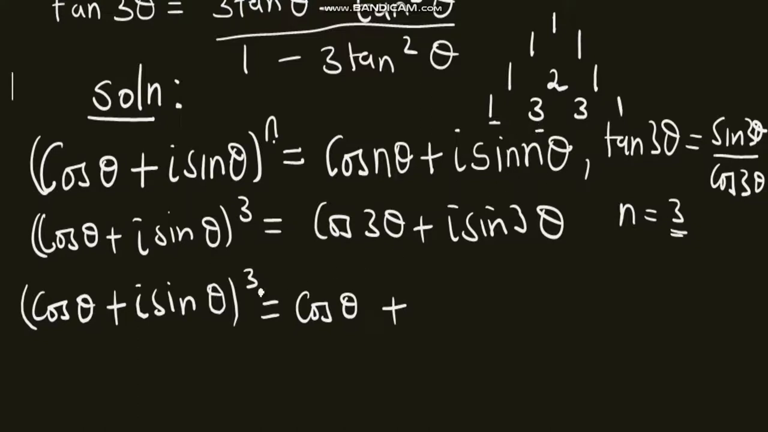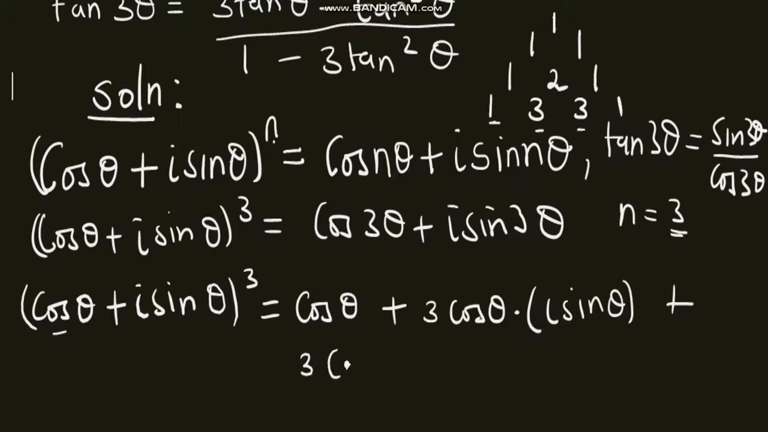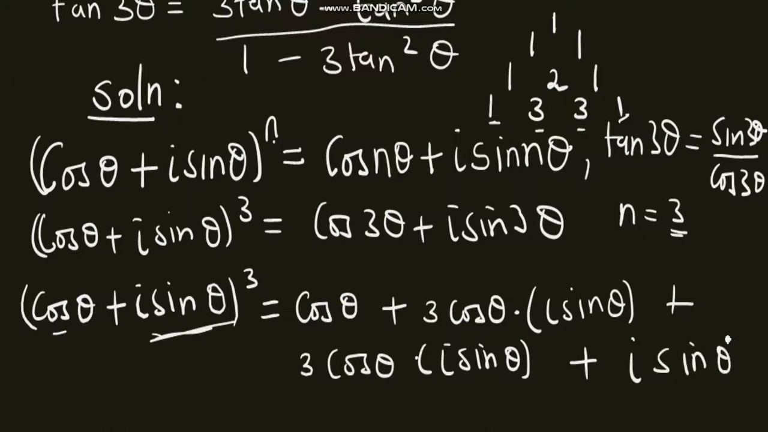we get this 3, multiply it with cos theta, then times i sine theta. Also plus, we get this 3, multiply it with cos theta times i sine theta. Then plus, we multiply this last one with the 1, which is i sine theta.